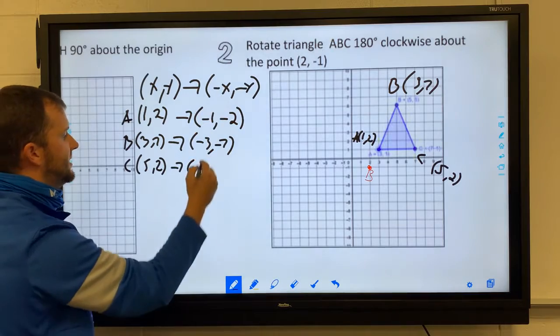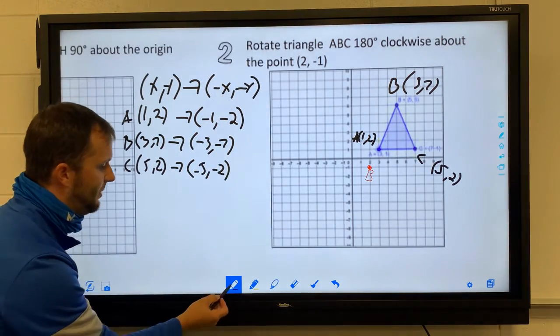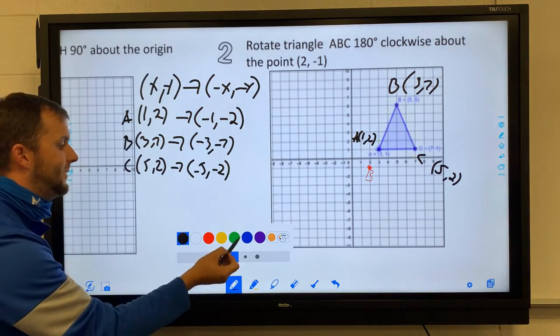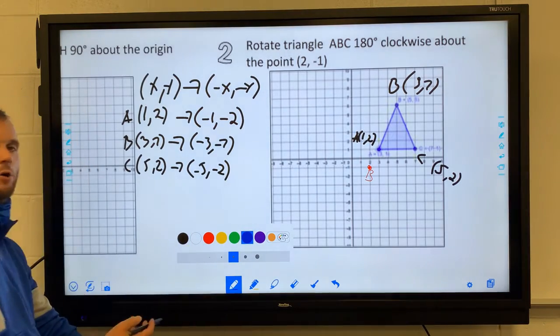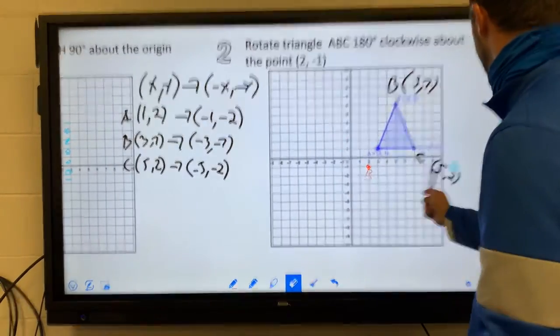When I put it through the system, it's going to be -5, -2. So now what I have to do is plot these points from point B. After I plot them, those are going to be my actual answers. So let's go ahead and do that. I'm going to erase this so we can see it.